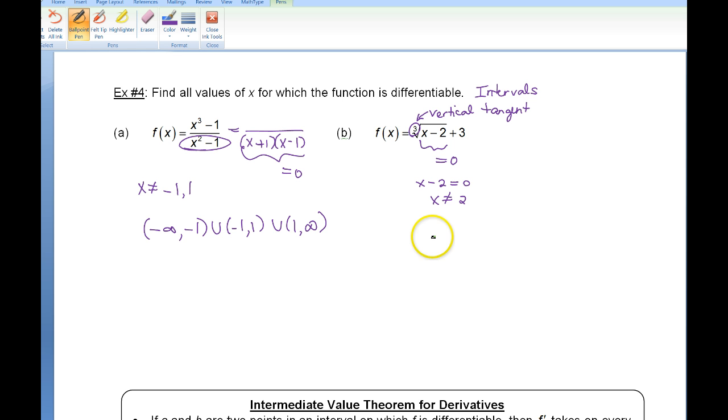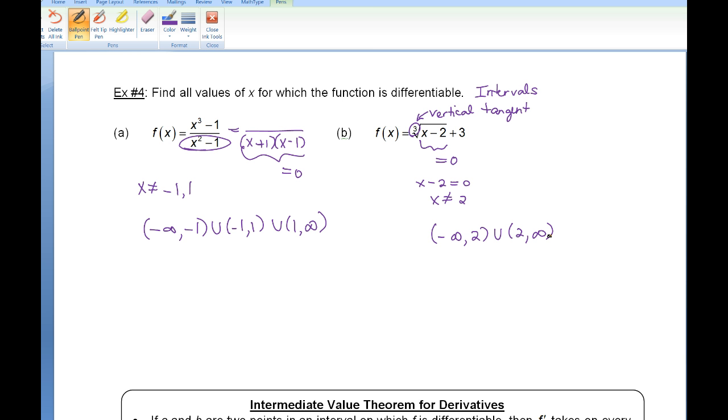So it's going to just be -infinity to 2, and then 2 to infinity, because that's where it's going to switch. Remember, the cube root looks like that S shape. So whatever the horizontal shift will be, that's where your vertical tangent will be located. Make sense? That's for any odd root, and for even roots, it just has to be greater than 0.